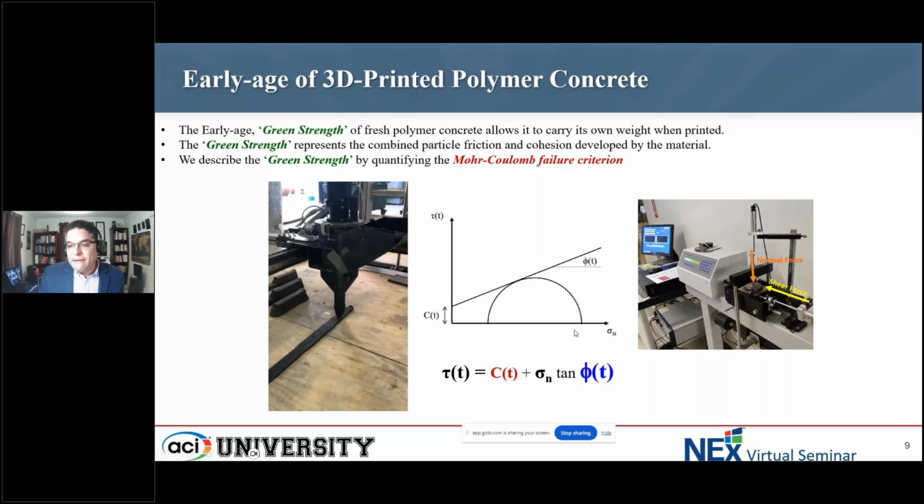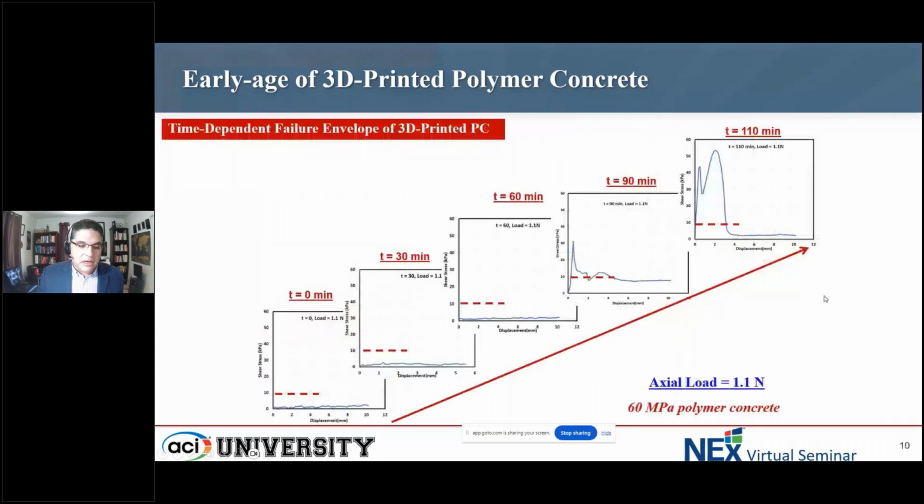So to do this, this is an example. We are printing the material here, but we do a shear test where we apply a normal force, at varying normal forces. Then we apply a shear force to the fresh material to determine both the cohesion and the adhesion. It's a classical test done in geotechnical engineering, and we use it to evaluate the material evolution with time. This is the case for a polymer concrete we did, and we start testing with time.